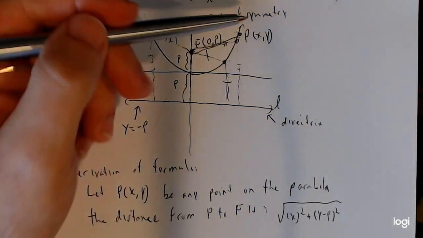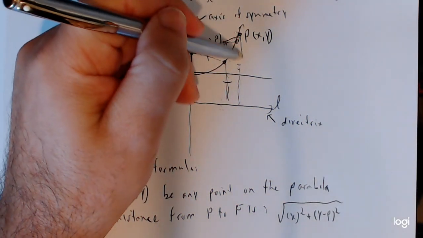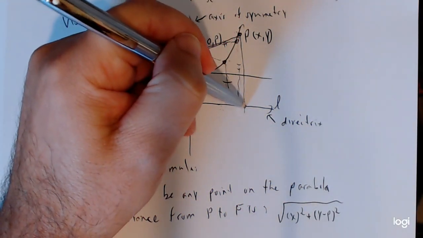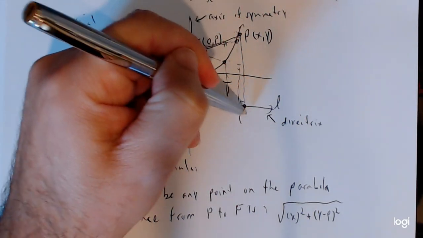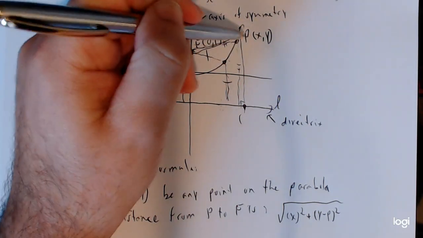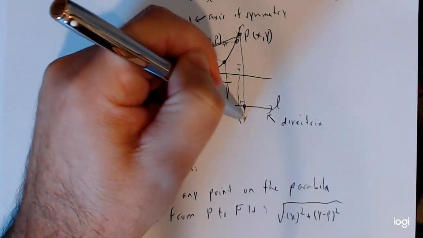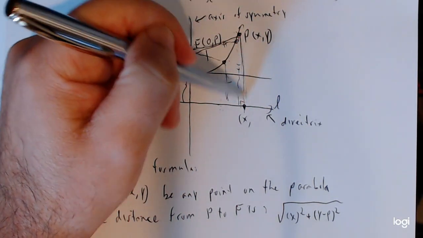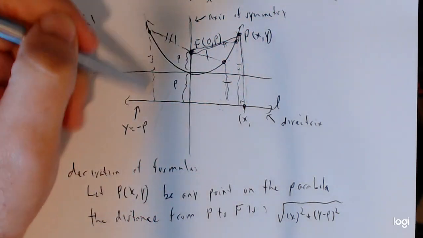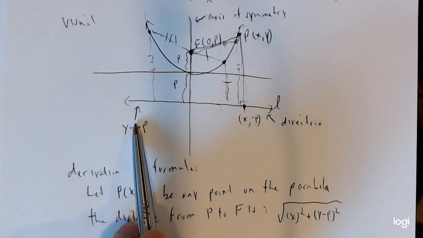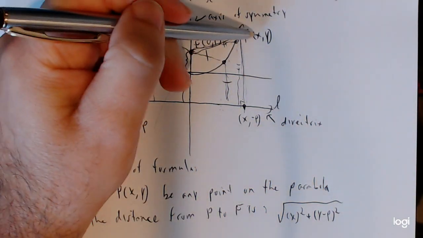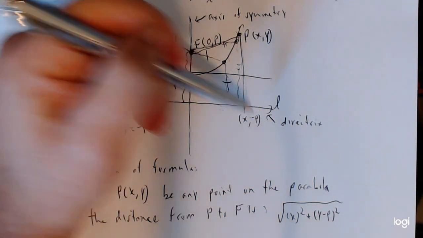So then what else do we need? We also need the distance from this point to the directrix. And notice what we can say for a fact is, we know that on this point of the directrix, what is the x value? The same as this x value. So it'll be x, comma, right? Because I'm just moving up and down. And then what would the y value be? It'll just be negative p, won't it? Because y is negative p. So I want the distance from x, y to x, negative p.